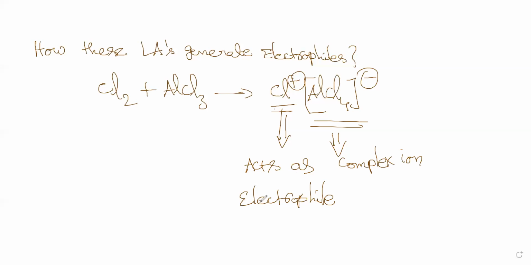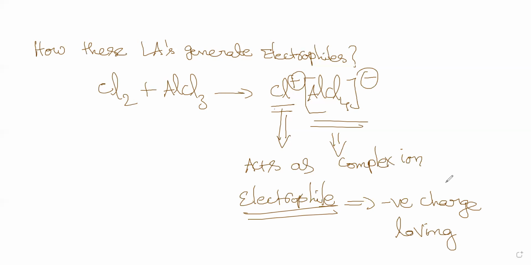Electrophile means negative charge seeking. Negative charge loving, you can tell, that is the best way of telling. So they like the negative charge. So an electrophile is something which likes the negative charge. So this is how they act as an electrophile. So how does the reaction take place? We'll see now.